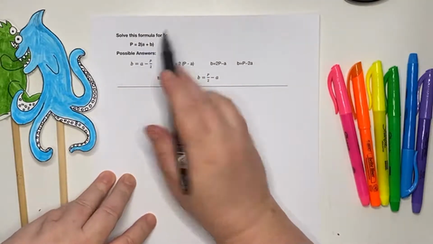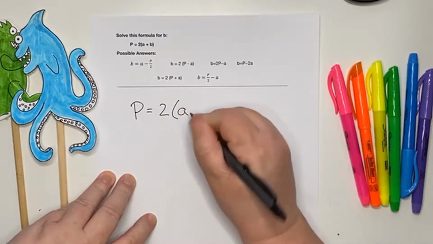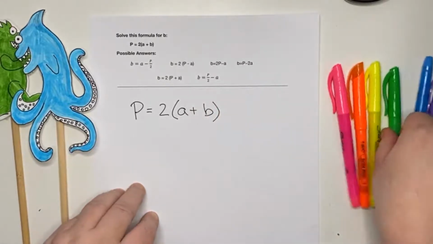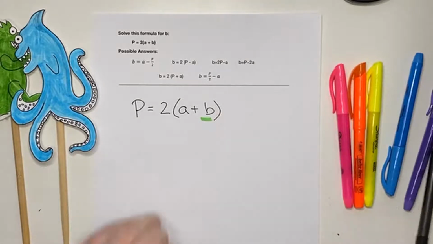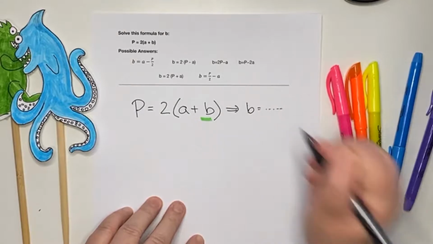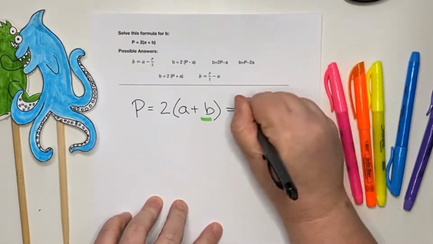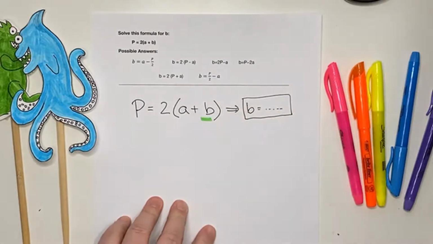Solve this formula for B. So I've got P equals 2 times the quantity A plus B. And I want to get the B out of the equation. I want to convert this to B equals blah, blah, blah. That's the equation I'm looking for. And you'll notice that all of the possible answers have B equals.